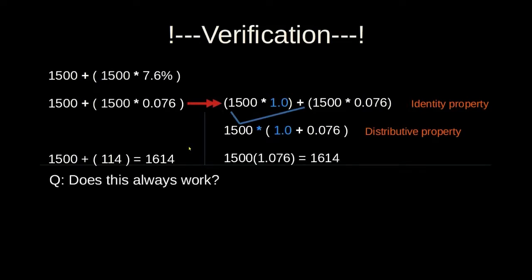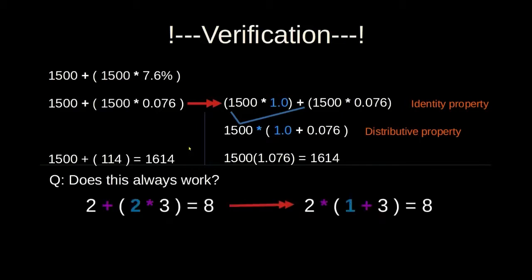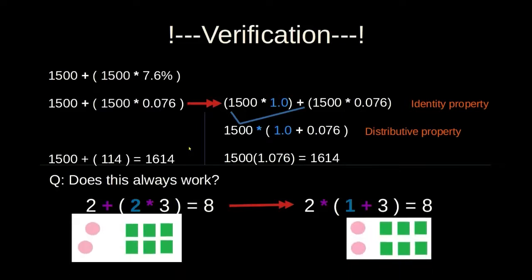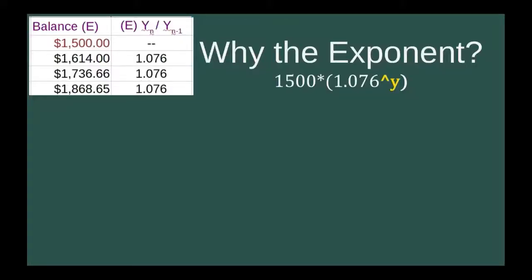I wondered if this math was robust, if it would always work. Here's another example. And here's that example visualized. I believe the answer to my question, does this always work, is yes, though I haven't tried it with every number. Here's a challenge. Can you find an exception? For those of you still wondering why our variable must be an exponent, it's a simplification of the constant change each period. In this case, the balance is increasing by a multiple of 1.076 each year.